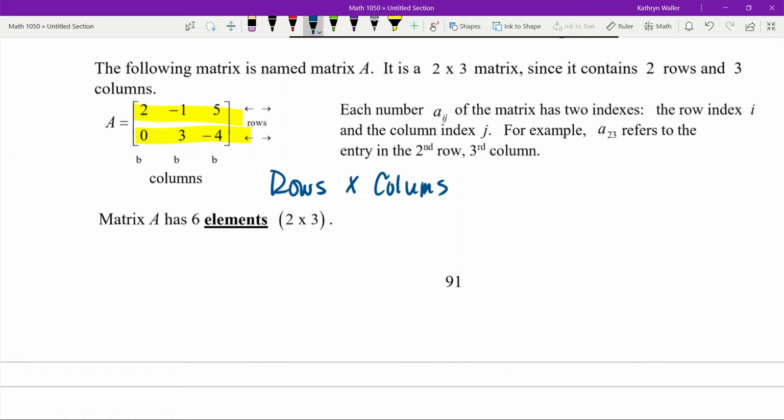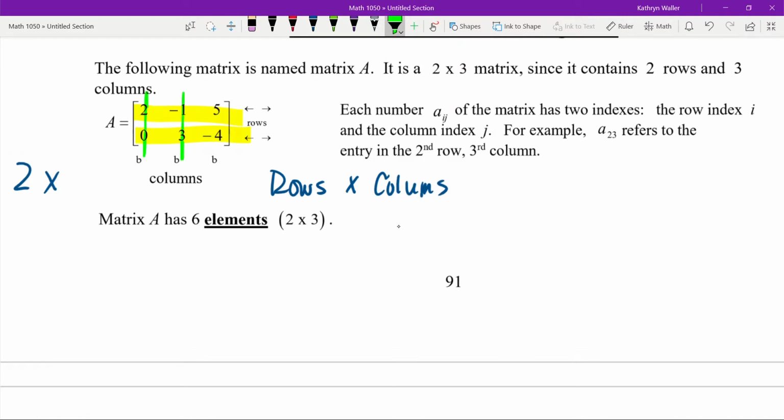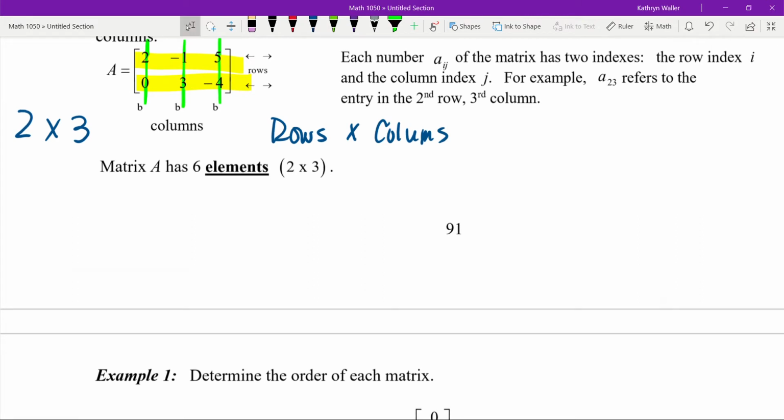So matrix A has 2 rows, so it's a 2 by. And then the number of columns, those are the up and down. So we've got 1, 2, 3 columns. So the size of that matrix is a 2 by 3. Okay. And it says that there are 6 elements in there. I don't think that's ever even going to come into play, but elements are just numbers. So if it's a 2 by 3, there are 6 numbers in that.